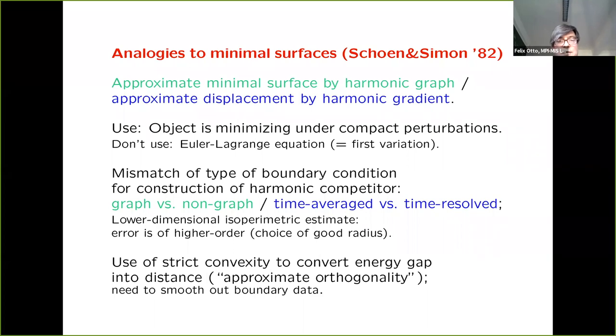And in fact, in both cases, there are lower dimensional isoperimetric estimates. And in both cases, in order to use them, you have to choose a good radius in order to show that this error, which comes from the mismatch of the type of boundary conditions, is of higher order, with this dimensional exponent that's strictly larger than one. And then, of course, in both cases, you have to appeal to the strict convexity of your problem to convert the energy gap into a statement on the distance. So there is a lot of analogy, and I'm grateful to Jonas Hirsch who pointed out this paper to us.